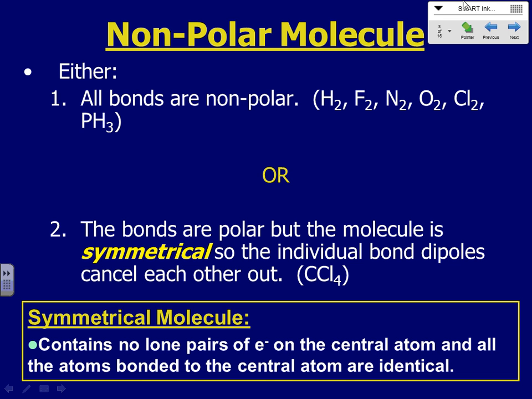So for nonpolarity, all bonds are nonpolar. If there's no dipoles in any of the bonds, then the whole molecule can't be polar. There's nowhere for the polarity to come from. There's no little negatives or positives that can exist. That's easy.